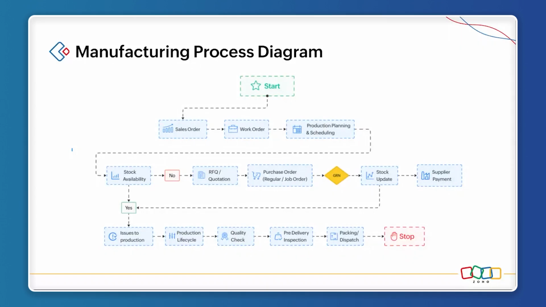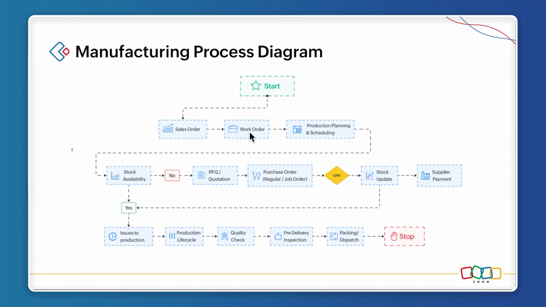For example, let's say a company that manufactures furniture receives a sales order from a retailer. Here the retailer is going to be the customer, right? That retailer is going to order 100 wooden chairs from the manufacturing company, right? That's when the sales order will be created.